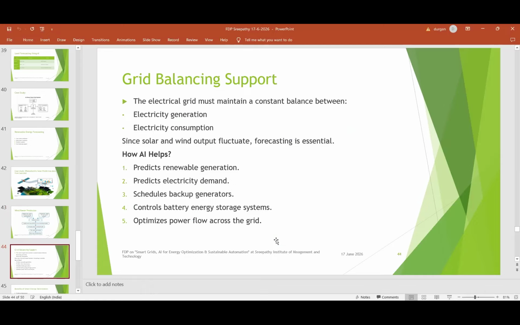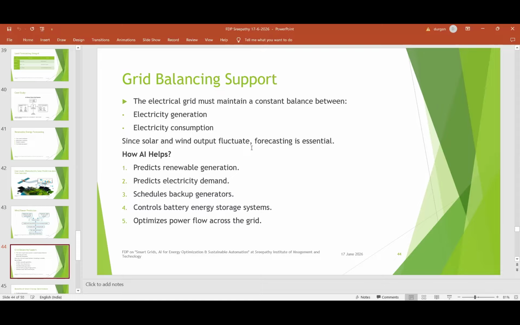So what do you mean by grid balancing support? The electric or smart grid must provide a constant balance between generation as well as consumption. Okay, so that is what is meant by grid balancing support. Here, actually, solar and wind power everything will be fluctuating, and forecasting or prediction is essential.